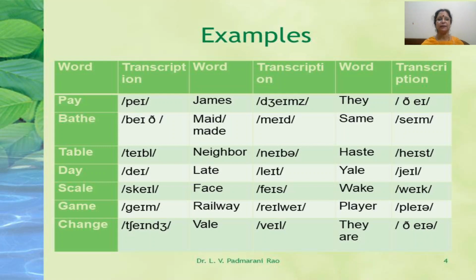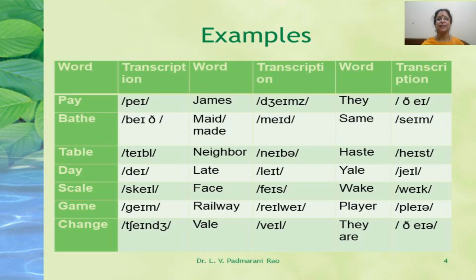Let's look at some more examples for practicing the A-E sound. PAY, pay. BATHE, bathe. TABLE, table. DAY, day. SCALE, scale. GAME, game. CHANGE, change. JAMES, James. MAID, meaning the helper in the house, or MADE, the past tense of make. Both have the same pronunciation, made.